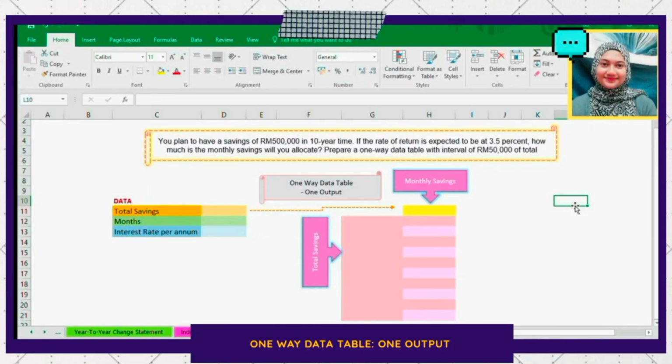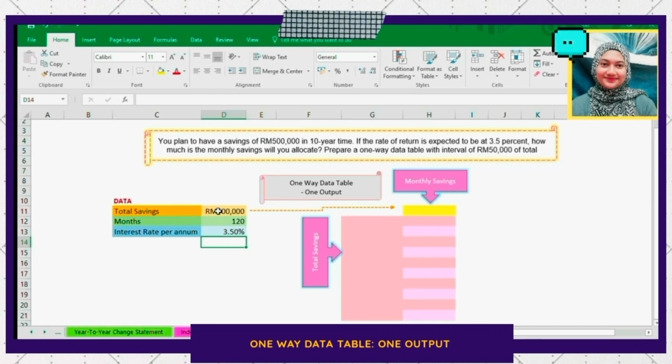So I will start with one-way data table, one output. Let's see situation 1. For summary, I plan to have savings of 500,000 ringgit in 10-year time and the rate of return given is 3.5%. So let's see the amount of monthly savings if the total savings change. Firstly, just extract the information from the question in the data table.